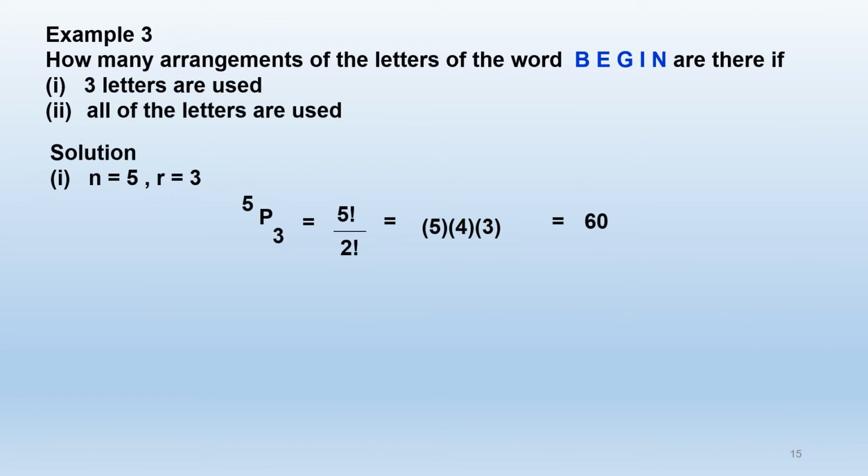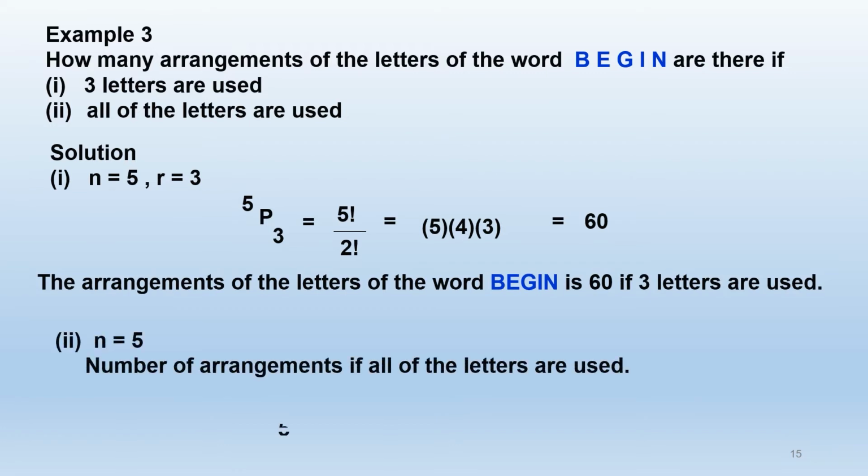So let's see when we can use the nPr formula. Example 3: how many arrangements of the letters of the word BEGIN are there if number 1, 3 letters are used, number 2, all of the letters are used. So we have the word BEGIN. BEGIN consists of 5 letters: 1, 2, 3, 4 and 5 letters.